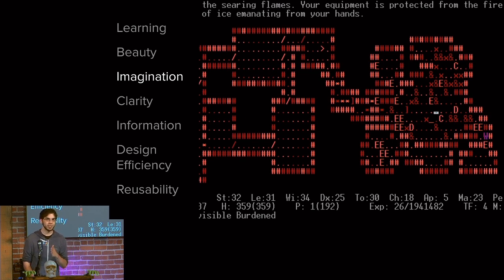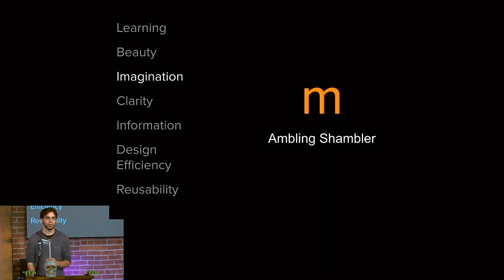I think switching to ASCII is the first step, but I think one has to give a tiny bit of extra detail, like just enough to trigger imagination. Also, with ASCII, I can throw in an orange M called an ambling shambler, and I've evoked a different image in each of your minds, and I think there's power in that.